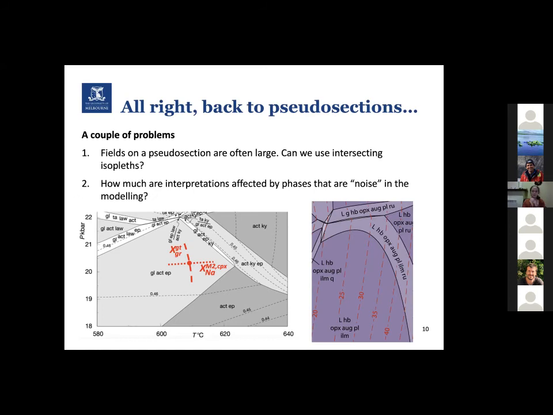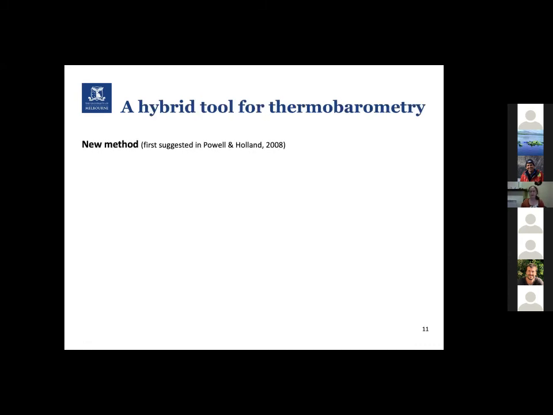And another problem is that it's also very tempting, and it might indeed be the right thing to do, to be very literal about saying these are the phases in my rock, and this is a field on my pseudosection, and these two should line up very specifically. But that might not always be the case. Maybe, given the uncertainties involved, all of those phases actually are meaningfully relevant.